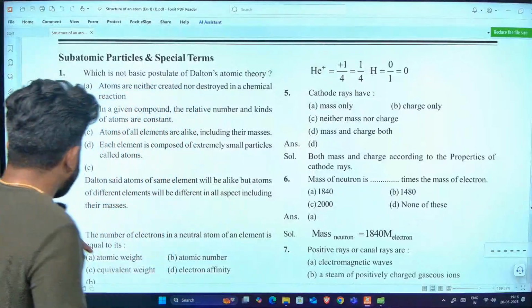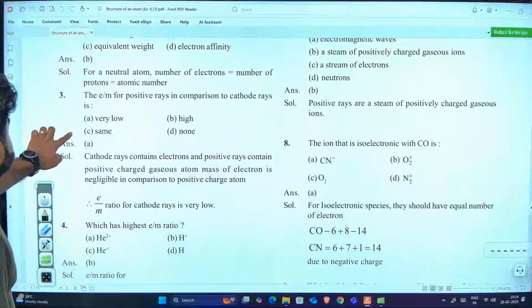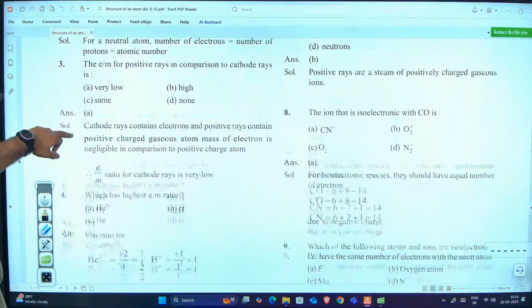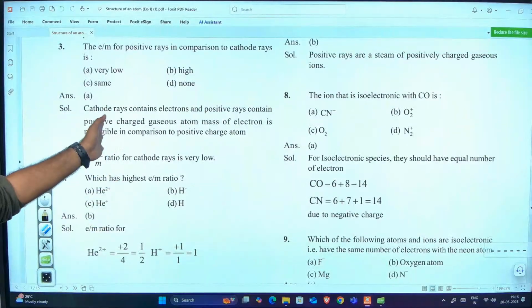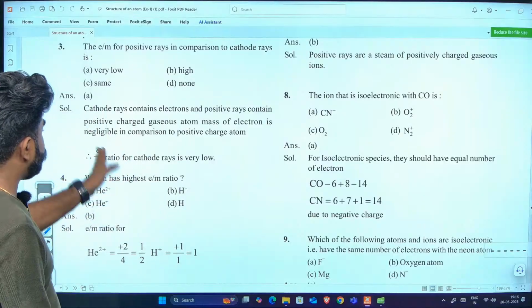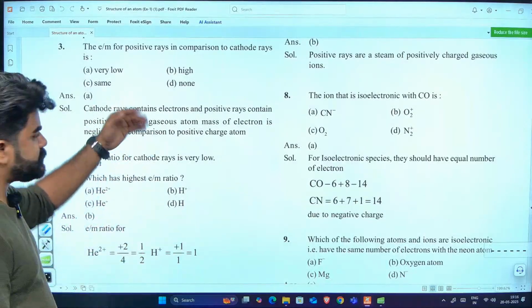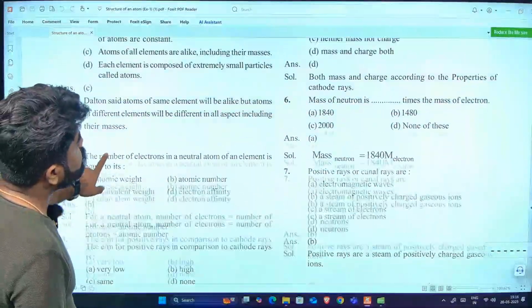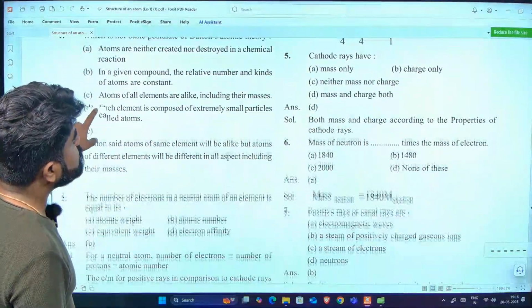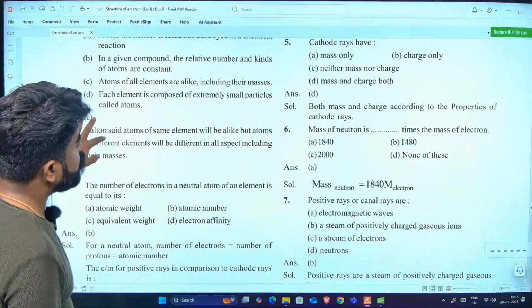Okay. Then let's go to some questions. I am not going to some of them because you have not learned those concepts. We will see those in 11th standard. You don't know what the e by m ratio is, so I'm just skipping those questions and going only to the topics that you have learned.